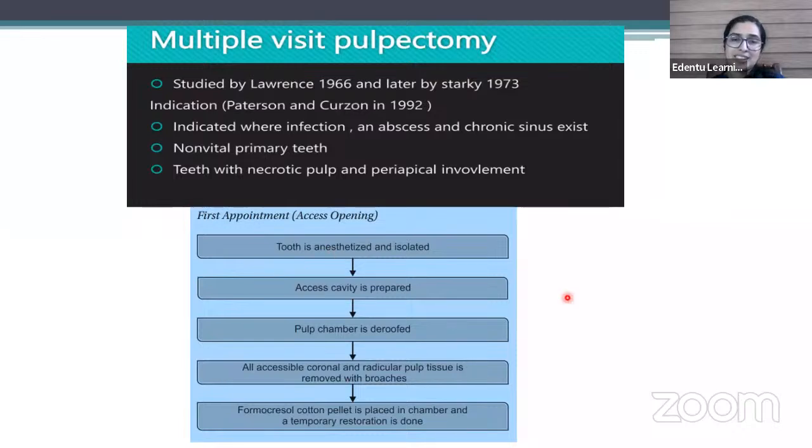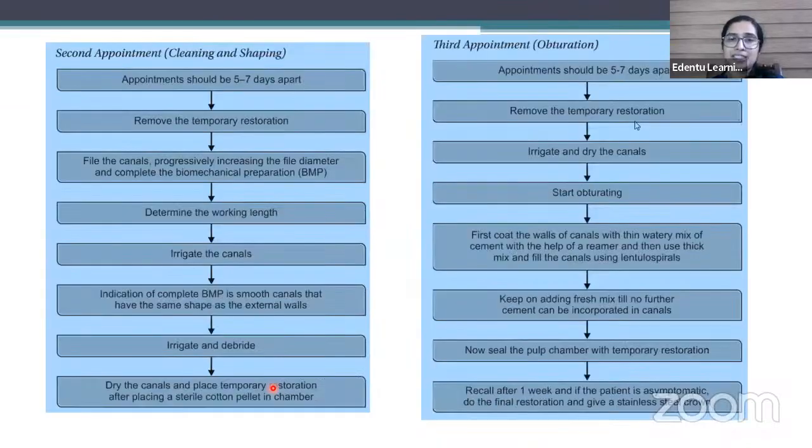As we just discussed previously, after proper anesthesia as well as isolation, go with the access cavity preparation and de-roofing of the pulp chamber, after which you have to remove all the accessible coronal and radicular pulp tissue, followed by the placement of a formocresol cotton pellet, and a temporary restoration is done.